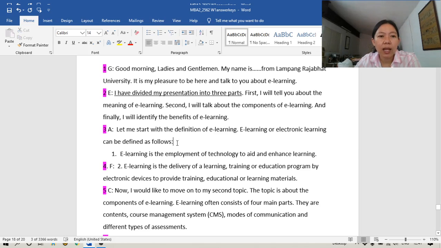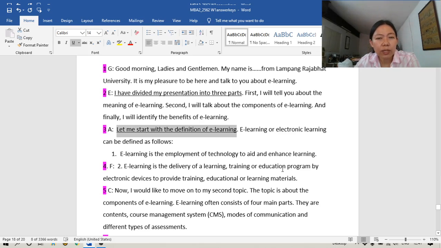Next is, let me start with the definition of e-learning. So this sentence, let me start with, is signposting to the audience that you're about to start the first topic of your presentation, which is the definition of e-learning. So the listener knows that they're going to hear the definition of e-learning.